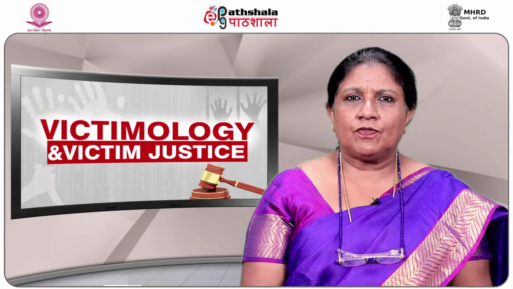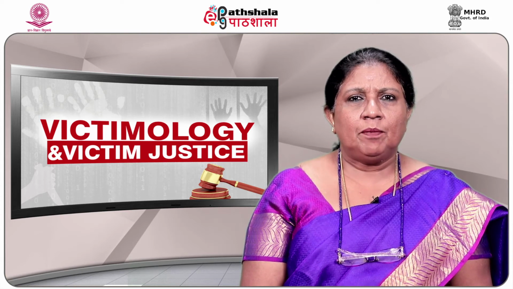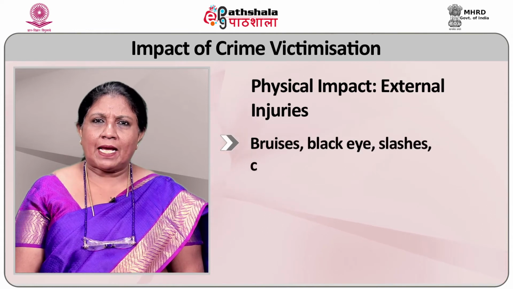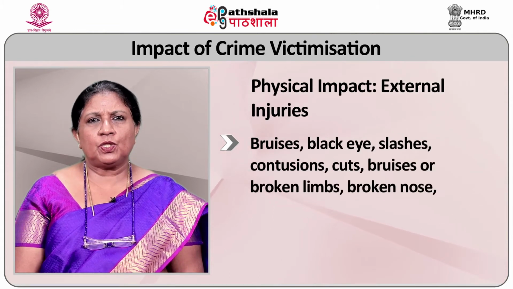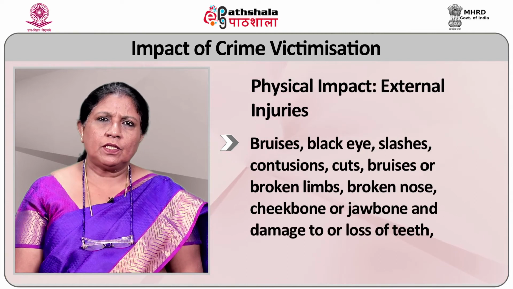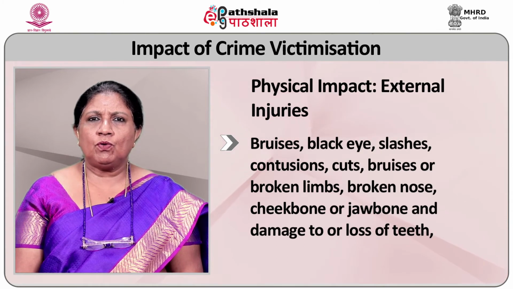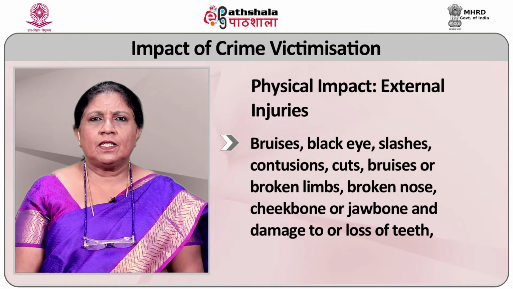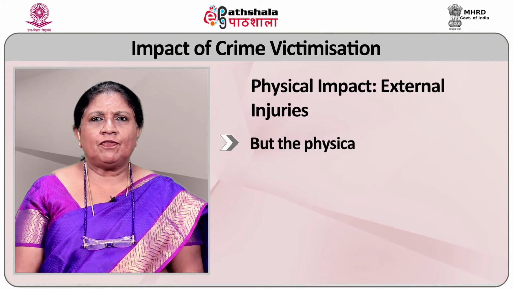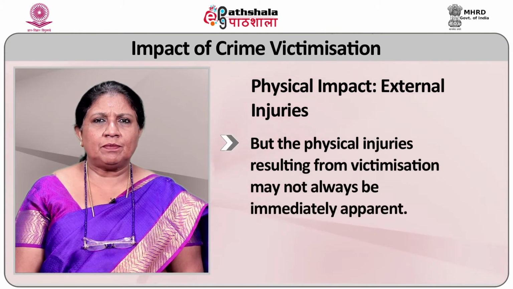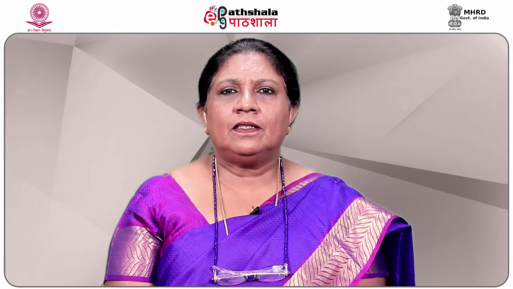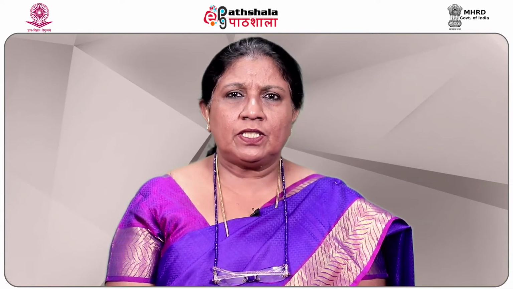The physical impacts of the crime experienced by the victims may be apparent as bruises, black eyes, slashes, contusions, cuts, bruises, broken limbs, broken nose, broken cheekbone or jawbone, damage to the face, and also loss of teeth. But the physical injuries resulting from victimization may not always be immediately apparent. This may be particularly true in cases of domestic violence, where the injuries occur on parts of the body that are normally clothed.